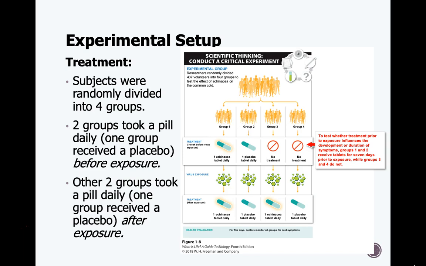So over here we've got a little explanation about how they were treated. Groups 1 and 2 were given tablets for 7 days prior to exposure, while groups 3 and 4 were not. And then they all took their echinacea for 5 days after the initial exposure to see if symptoms were reduced.